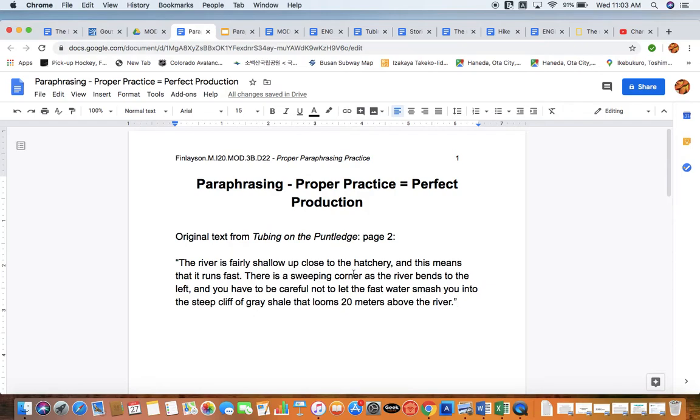Okay, so the river is fairly shallow up close to the hatchery, and this means that it runs fast. There is a sweeping corner as the river bends to the left, and you have to be careful not to let the fast water smash you into the steep cliff of gray shale that looms 20 meters above the river. So analytically, if I look at that, this is a compound sentence for sentence 1. And it's also a compound sentence with a that clause for sentence number 2. It's talking about the waters near the hatchery, the speed of the river. It's talking about the way the river moves, and a cliff close to the side of the river.